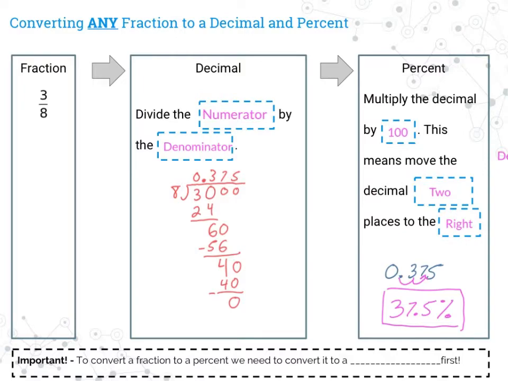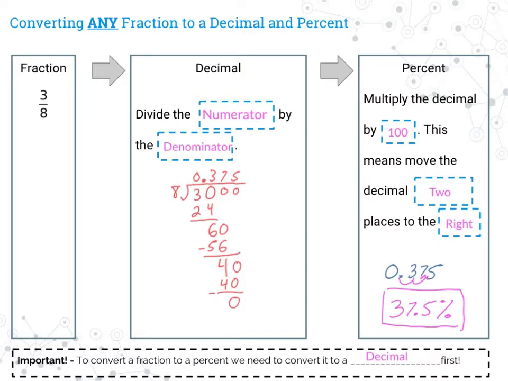Now we have something that's important to remember here. In order to convert a fraction to a percent, we need to convert it to a decimal first. There is no way to go straight from fraction to percent. So if something says, hey, I go from a fraction to a percent, you have to go to a decimal first. There is no other way to do it. I'm sorry, that's just the way that it is.